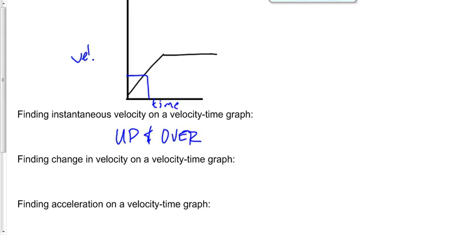Finding the change in velocity on a velocity time graph is like finding the change in position on the position time graph. Up and over, subtract the two, right? That's what we're going to do here. Up and over times two, and then subtract the two. In other words, it's going to be VF minus VI. This is up and over. This is up and over. Subtract the two of them.